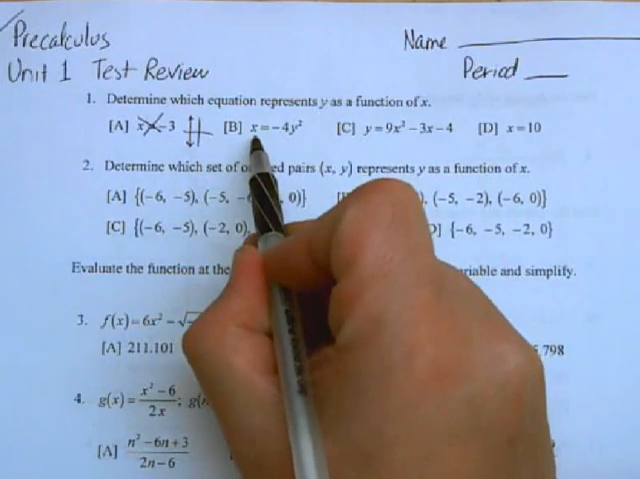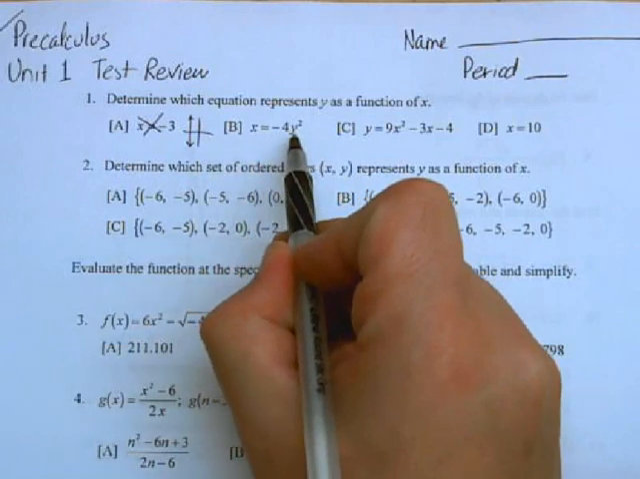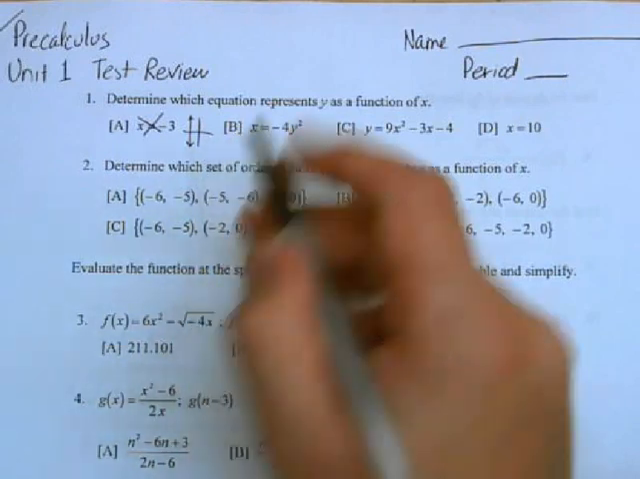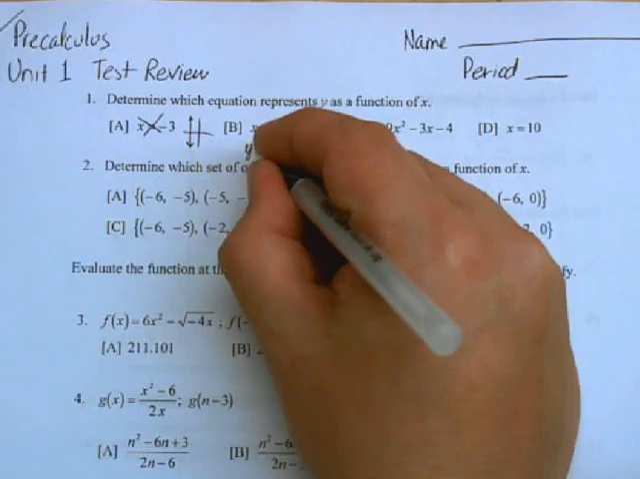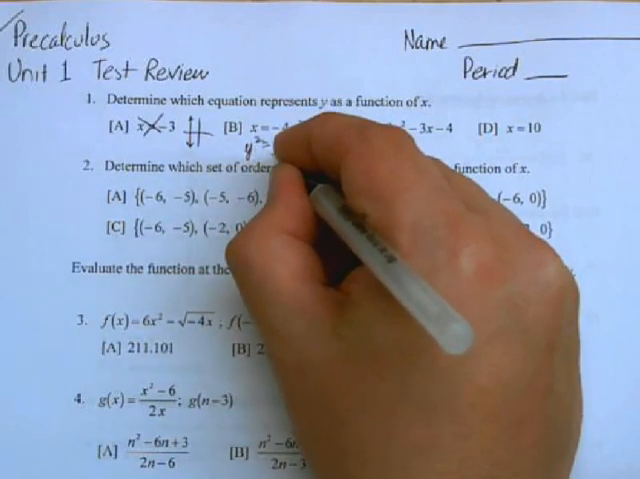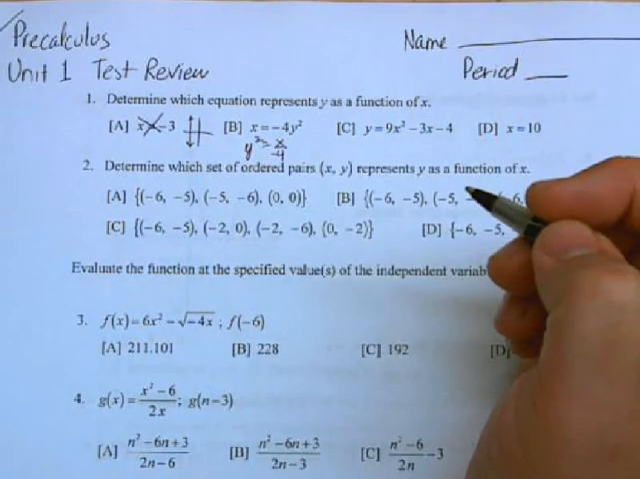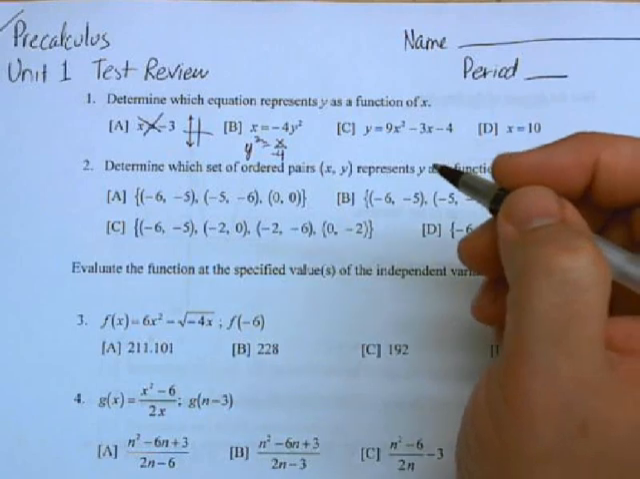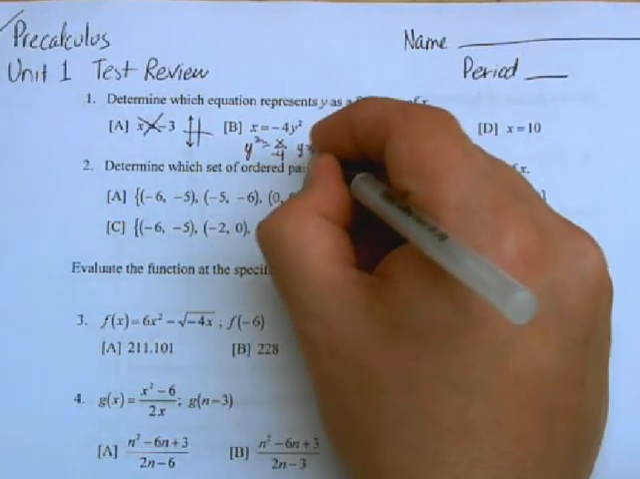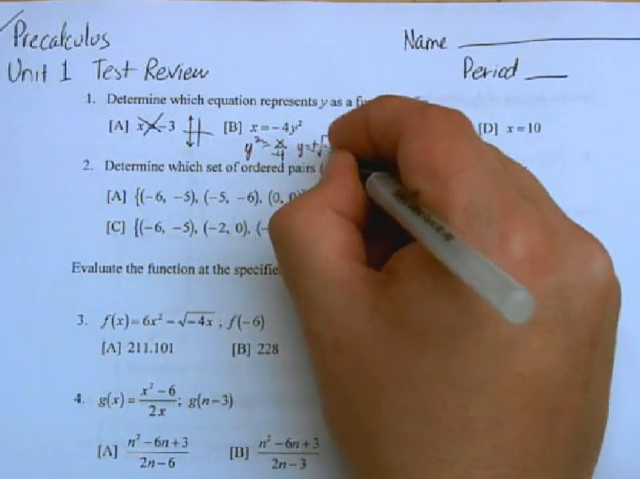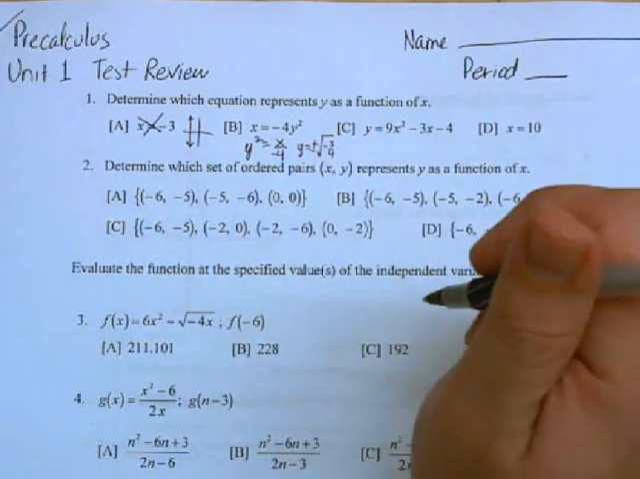Here we have x equals negative 4y squared. So if we wanted to solve for y, our first step would be to get the y squared by itself. Now, when we take the square root of both sides, what we're going to end up getting is plus or minus radical x over 4. So that's not a function.